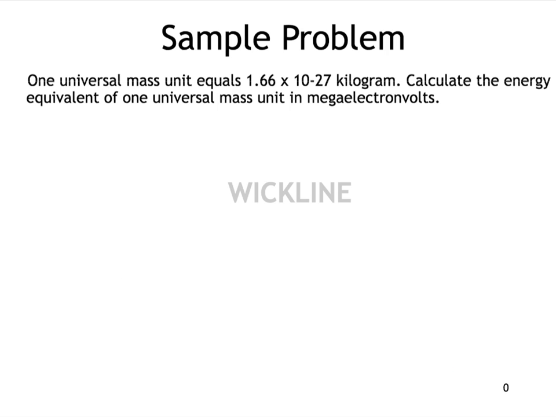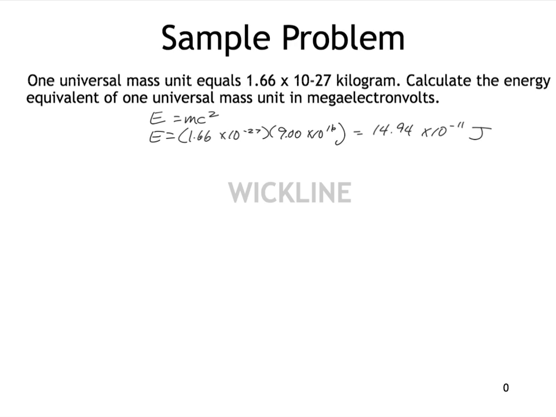1 universal mass unit equals 1.66 by 10 to the negative 27 kilograms. Calculate the energy in mega electron volts. So we'll start with E equals mc squared and plug in the mass that we know and the speed of light squared. So I did that, and now it's time to solve. And with just the multipliers, I got 14.94 times 10 to the something. And that's going to be negative 11 joules.